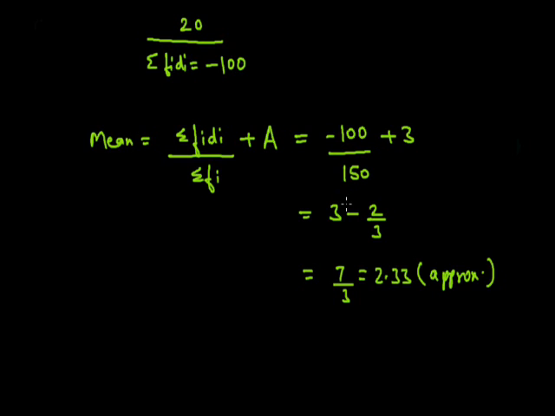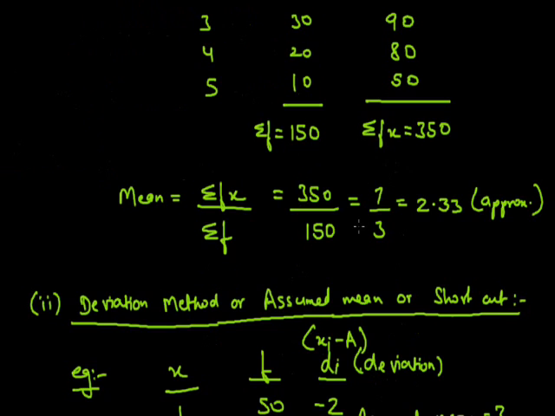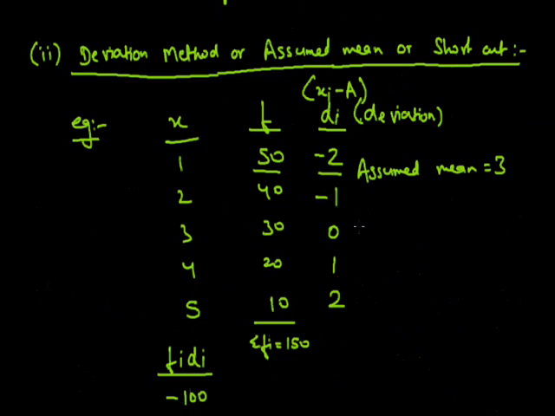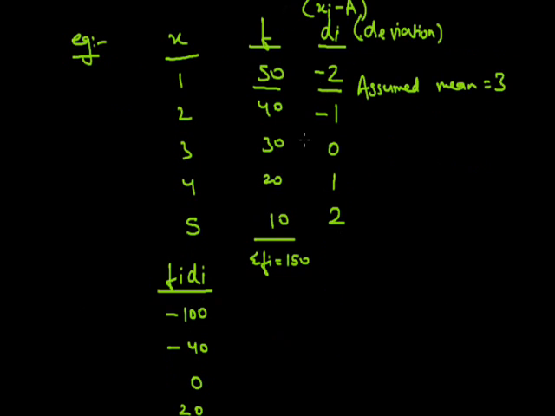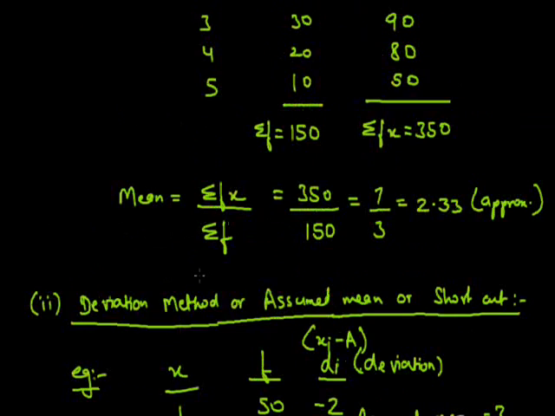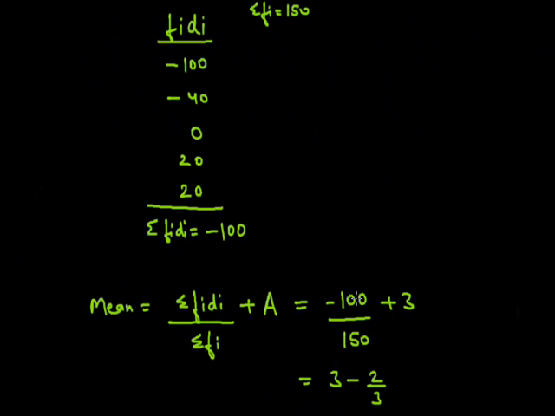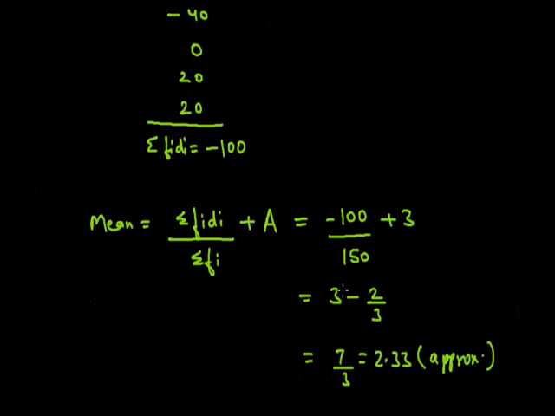And for getting the value 350 also, what we were doing is we were multiplying these bigger values of f and x, and accordingly we were adding them, then we were getting 350. But here we have reduced these values of the observations and got smaller values in the form of di, and when we multiply by frequencies, we get smaller values as compared to the direct method, and by adding them we got a smaller value, minus 100, as compared to 350 in the direct method.